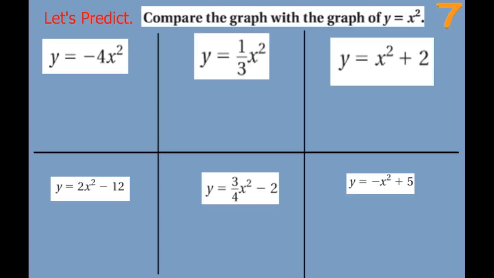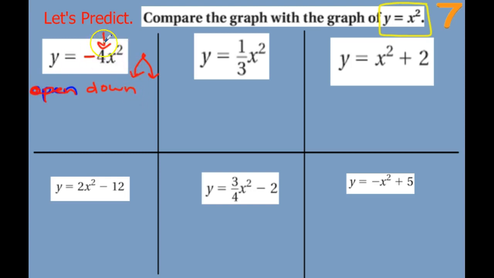Now, here are a couple that we are going to compare without actually graphing it. Comparing to y equals x squared. So a couple things, we're going to say, which way does this open? I'm not going to do all of the parts here. This graph opens, a is negative, so I know it's going to open down, or our graph's going to look something like this.